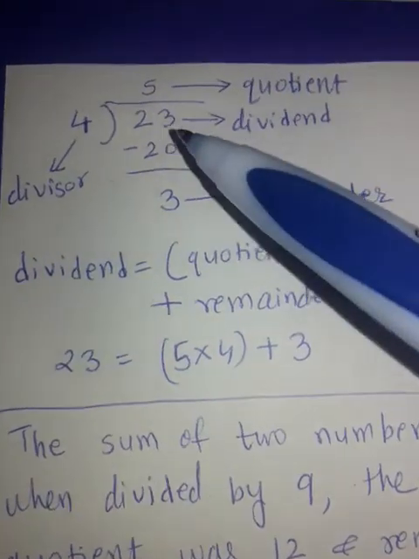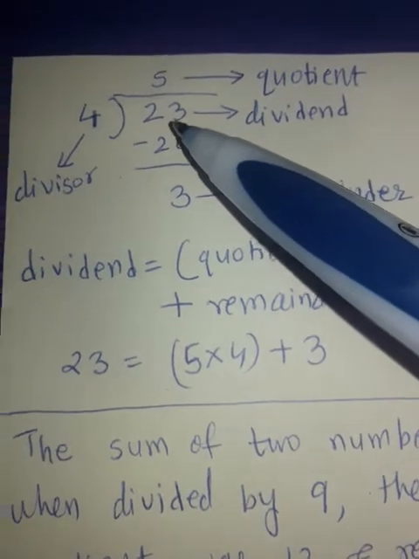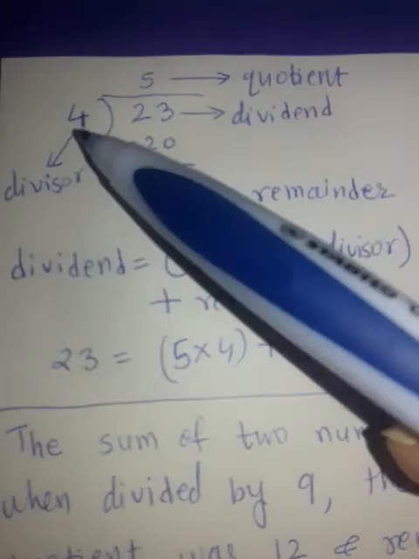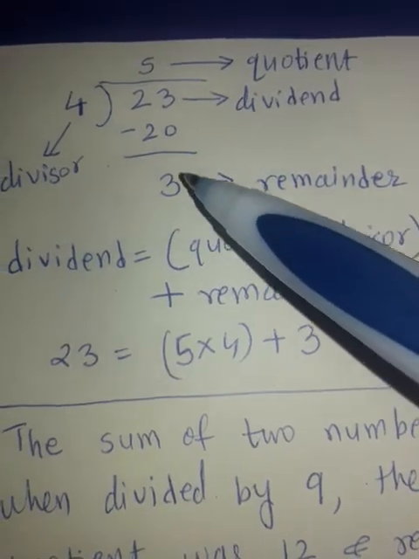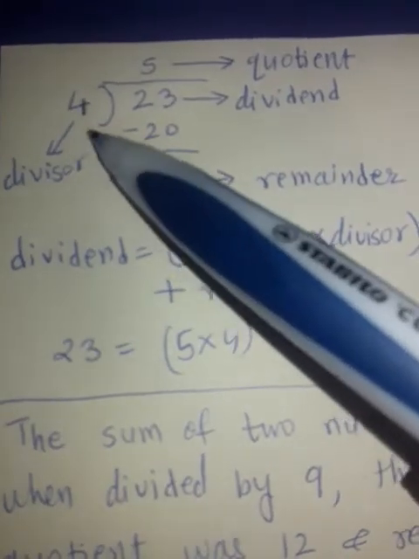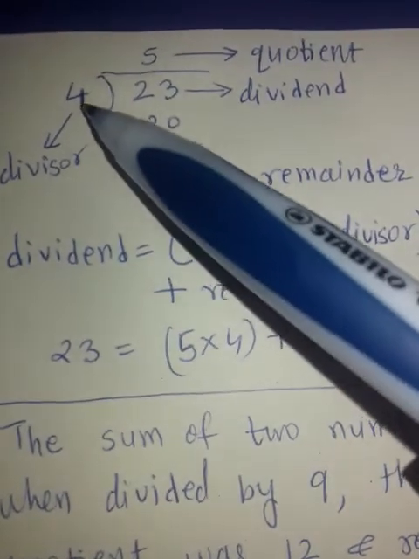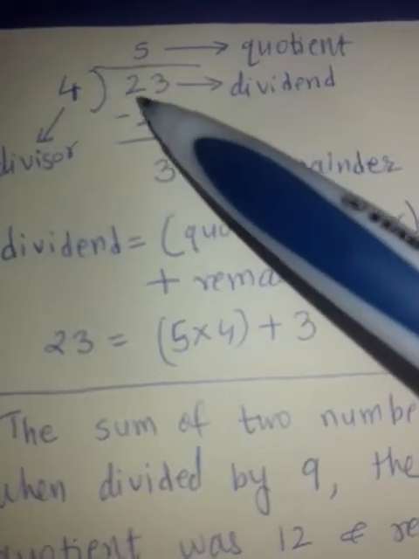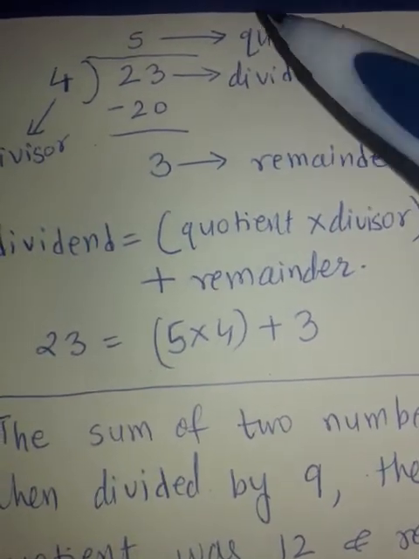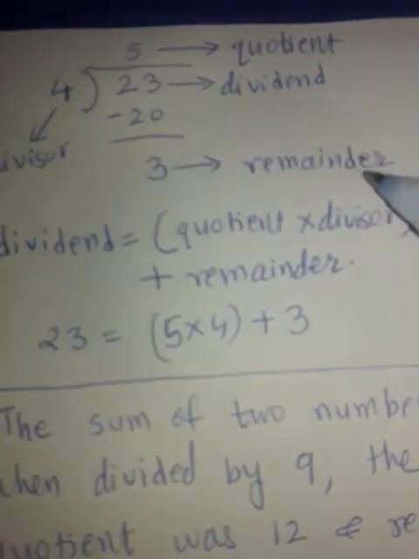Let's understand with a simple division. If I divide 23 by 4, what do I get? 4 5s are 20 and remainder will be 3. This is known as divisor, the number with which we divide. The number that is divided is known as dividend. This is quotient and this is remainder.